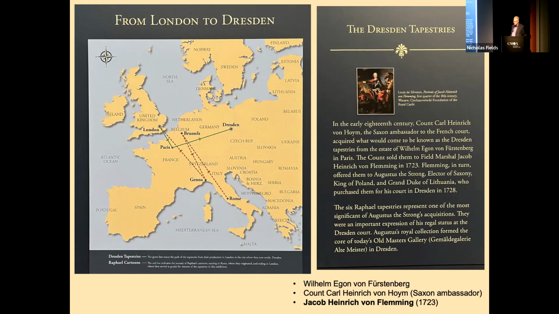There were several owners, or they passed through several hands, the tapestries, before ending up in the hands of Jacob Heinrich von Fleming, whose portrait is on this label next to the map. And it is this gentleman who offered the tapestries to Augustus the Strong. So from London to Paris to Dresden by 1723. Or they ended up in Dresden in 1728. They were in the hands of this Heinrich von Fleming for 5 years. 5 plus 3 is 8. Yeah, 1723.